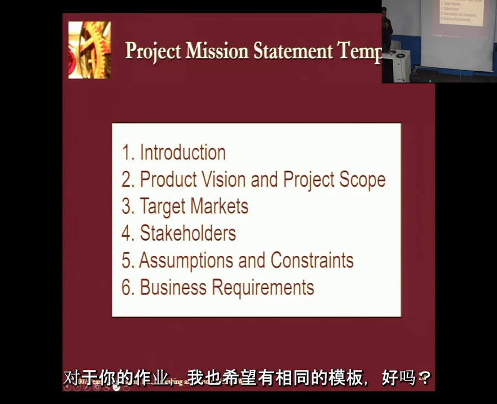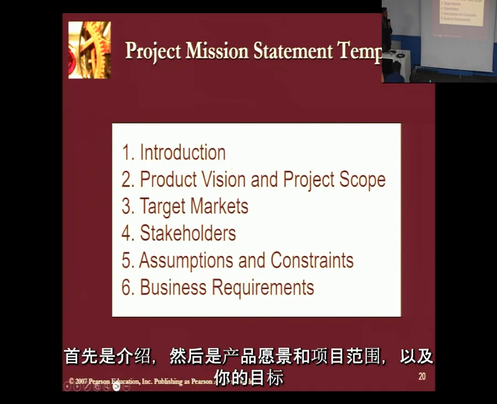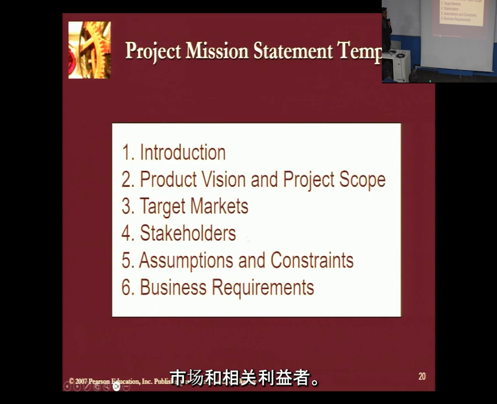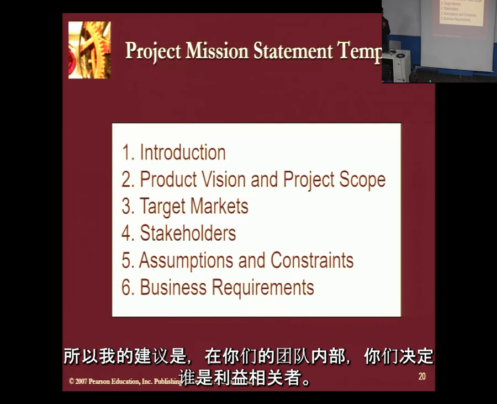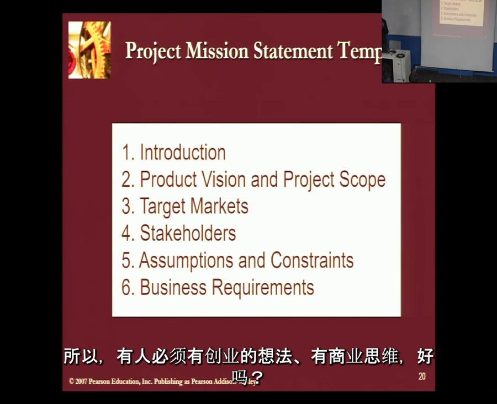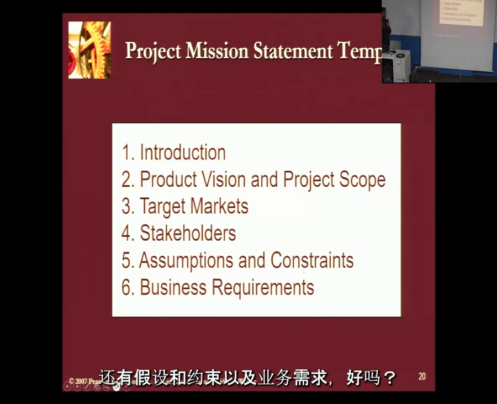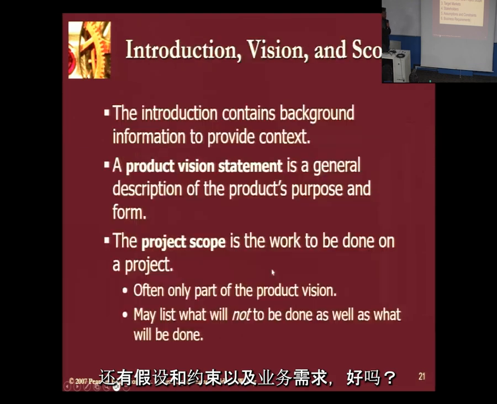So this is the template that you need to follow. For your assignment 1 also, I expect the same template as this, okay? First is the introduction, and then the product vision and project scope, and also your target markets and the stakeholders involved. I think you don't have any real stakeholders involved. So what I suggest is that inside your group, you decide who's the stakeholder. Someone has to have the idea of being an entrepreneur, the business mindset. And also assumptions and constraints, and business requirements.